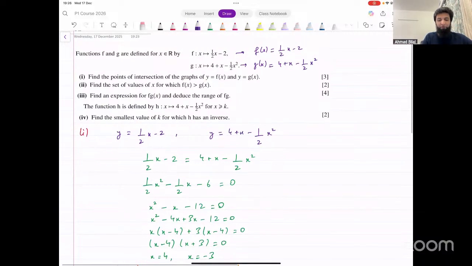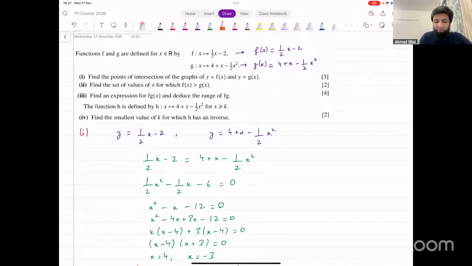Part 2. Find the set of values of x for which f of x is greater than g of x. Oh yeah, that's an interesting question. F of x is greater than g of x. How do you understand this? You see, in the first part, we have found the points of intersection of these two functions. Those are the points where these two functions are equal to each other, right? So in the first part, we have solved this equation, f of x equal to g of x. We found 2 points for that.